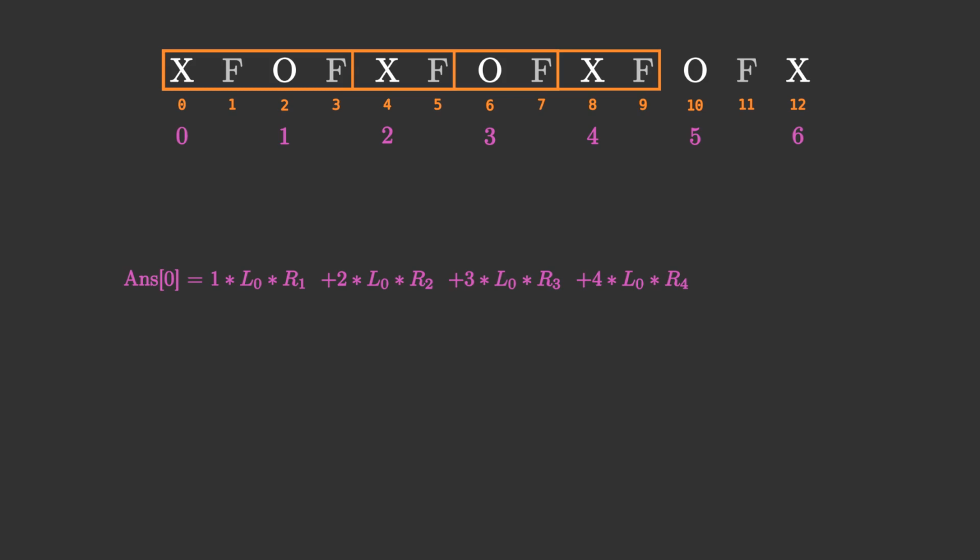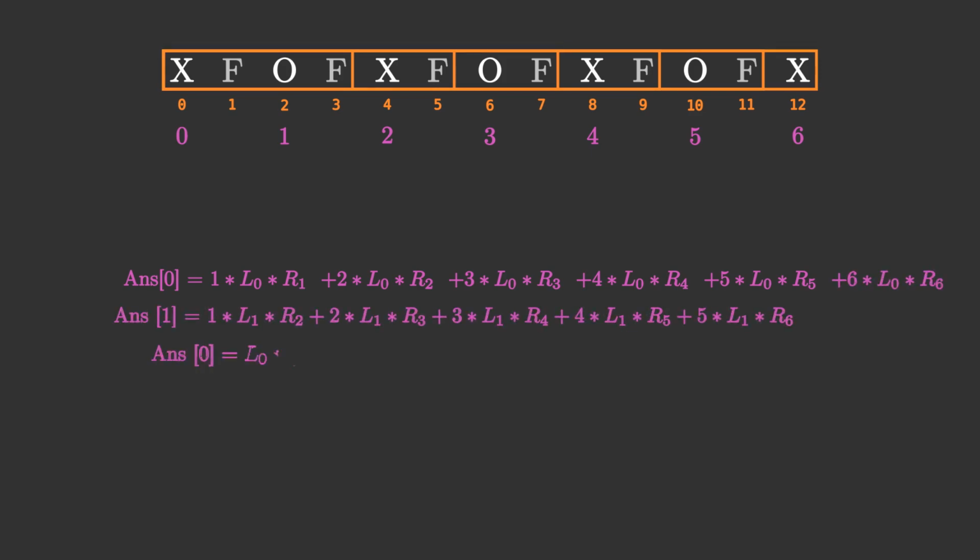Now for the fifth inflection point, we will have 5 switches. So again 5 into L0 into R5 will be the answer for this. Now in the last we have only one X. So this will cost us 6 switches. So it will be 6 into L0 into R6. Here R6 will be 1 because we can't go beyond this X.